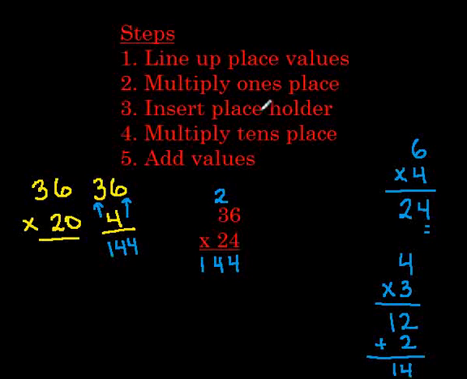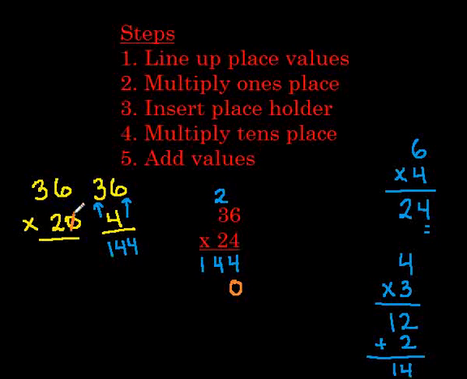Step 3 says to insert a placeholder. And the reason why I began this lesson by saying 36 is multiplied by 24, and I said 24 is truly 20 and a 4, is because when we go to step 3, we insert a placeholder. As I jump over to the 2, because now I'm truly going to multiply just a 2 times 36, I insert something called a placeholder, and a placeholder is a 0. And that 0 comes from truly this 20.